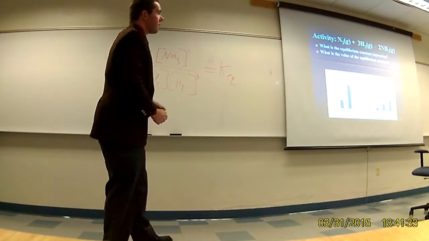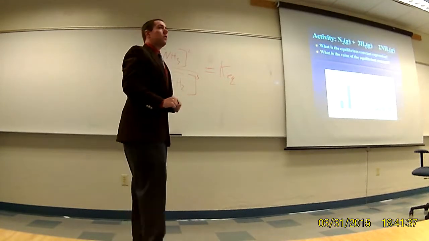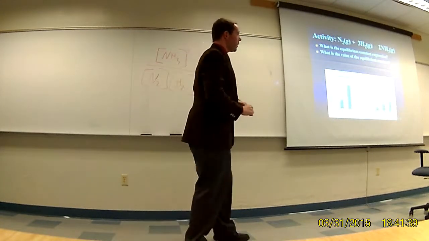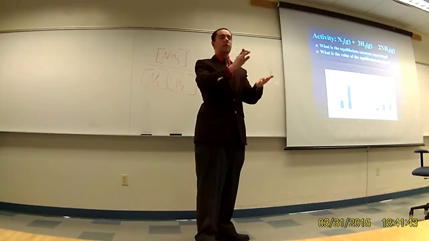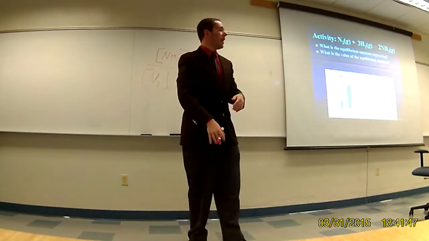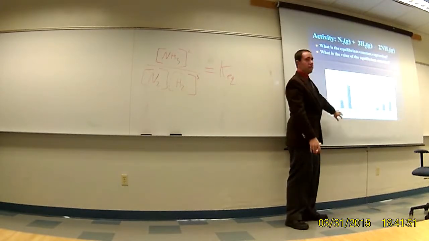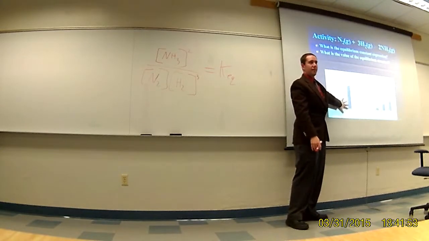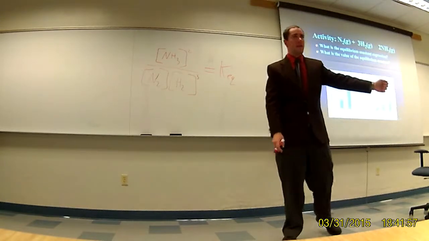Now the second part says, what is the value of the equilibrium constant? Normally on an exam or a quiz, you would just be given the values straight out: concentration of this is this, concentration of this is this. On this slide, they're making you think a little bit harder. Some graphs here. You have to pull that information off of the graphs.